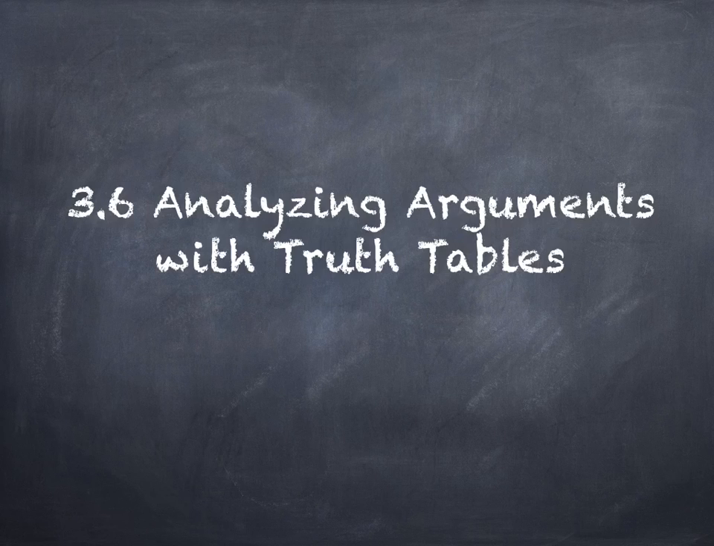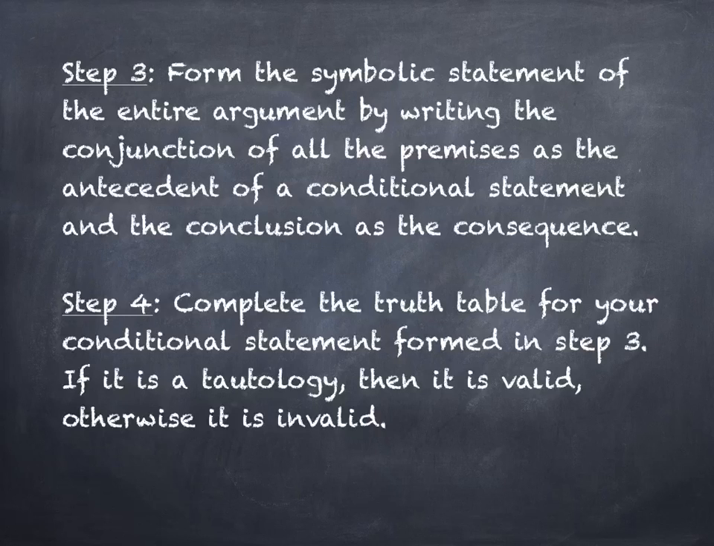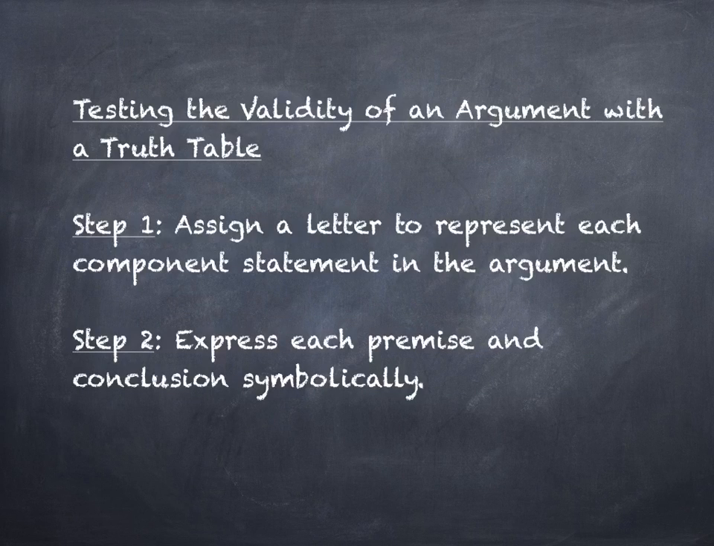I'll check. And then we also talked about, in 3.5, Euler diagrams. And the Euler diagrams were for the purpose of analyzing arguments. Okay? So 3.6 is going to bring back the truth table idea, and one other idea too, into the idea of analyzing arguments. All right, so for starters, we're going to be testing the validity of an argument with a truth table, and there are several steps.